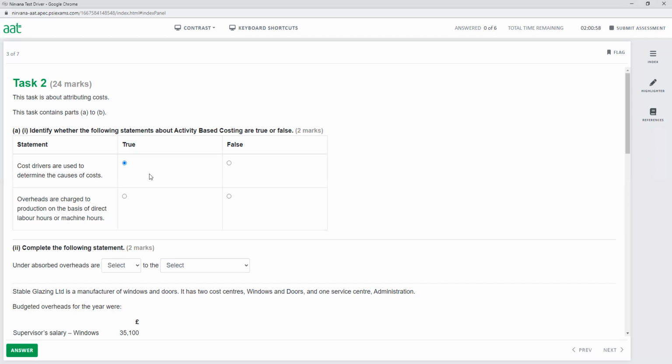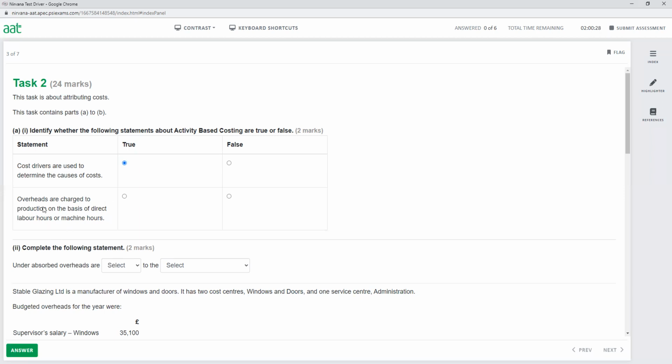So a cost driver is used to determine the cause of the cost, why the cost is happening. For example, let's say there is an inspection cost or a quality control cost. Why the cost is happening depends on how many inspections we do. If we do more inspections, the cost will be more. If we do fewer inspections or less quality checks, our cost will be less. So this is the cause that determines the cost.